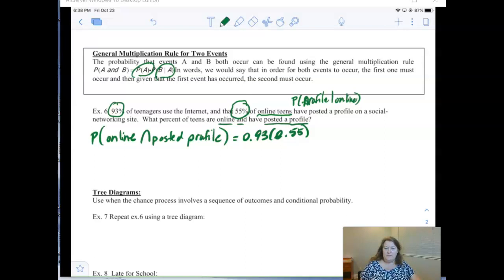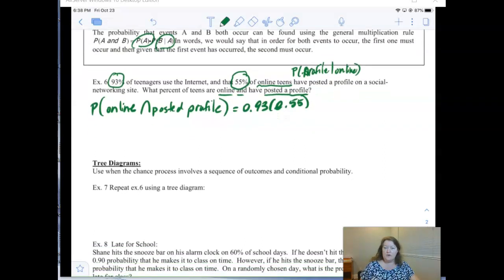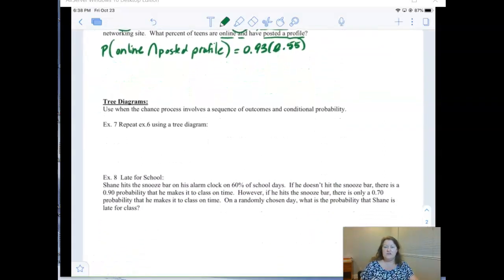So we want the overlap of the ones that are on the internet and the ones of the online teens that posted on social media. All right, one of the other ways to organize stuff. So in the last section, we talked about using tables or Venn diagrams. One of the other ways that we can organize some of our work is using a tree diagram.